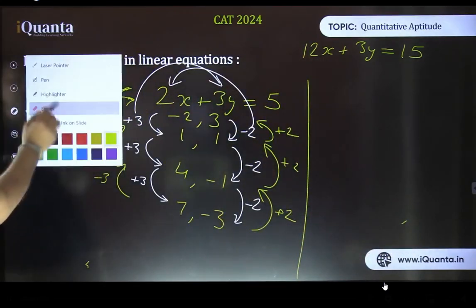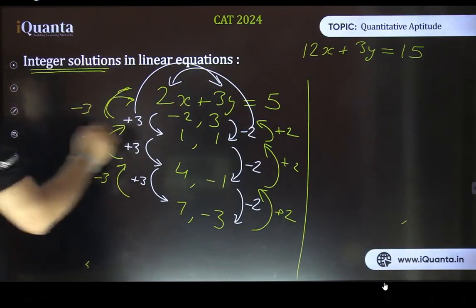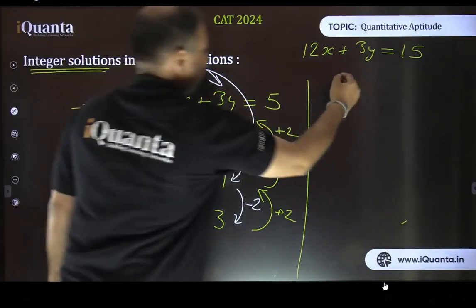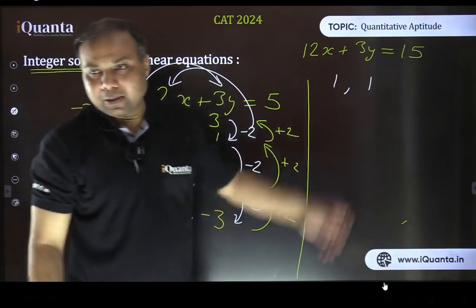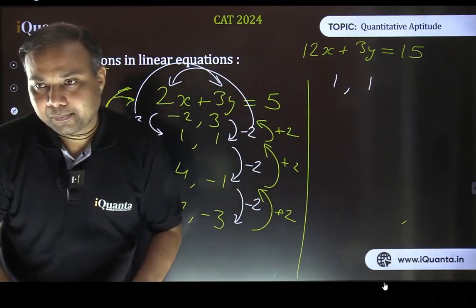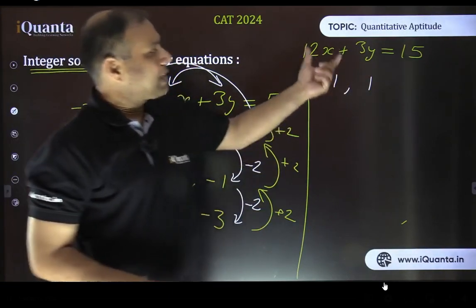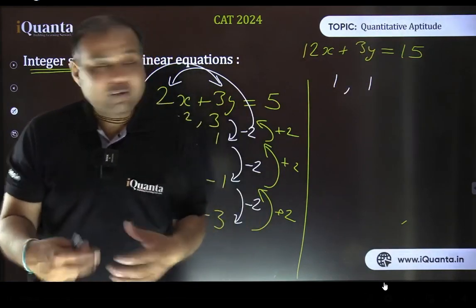Okay, so 1 1 is one of the solutions. So 1 comma 1. Can you tell me the next solution now after 1 1? 1 1 is a solution, that's fine. And because the left hand side is a multiple of 3 and the RHS is also a multiple of 3, 1 1 satisfies. What will be the next solution?